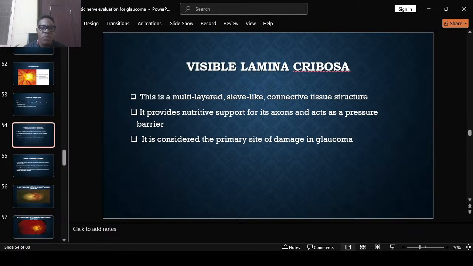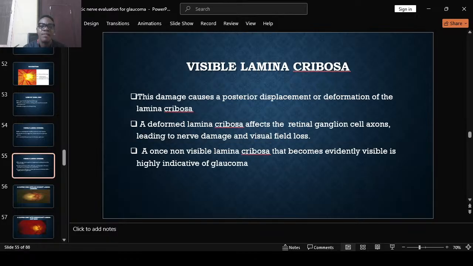The lamina cribrosa is a structure in the optic nerve head. It provides nutritive support for the axons and acts as a pressure barrier. When it becomes visible, we want to question whether there is nerve damage and visual field loss going on. Our visual field results will give us a better view of what is going on.